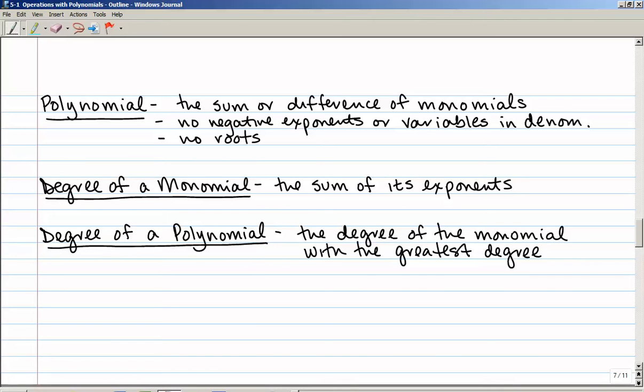The degree of a monomial is the sum of its exponents. So if you just have one term, one monomial, add up the exponents to find its degree. The degree of the whole polynomial is the degree of the monomial with the greatest degree. So find the degree of each monomial within the polynomial. The biggest one is the degree of the polynomial.